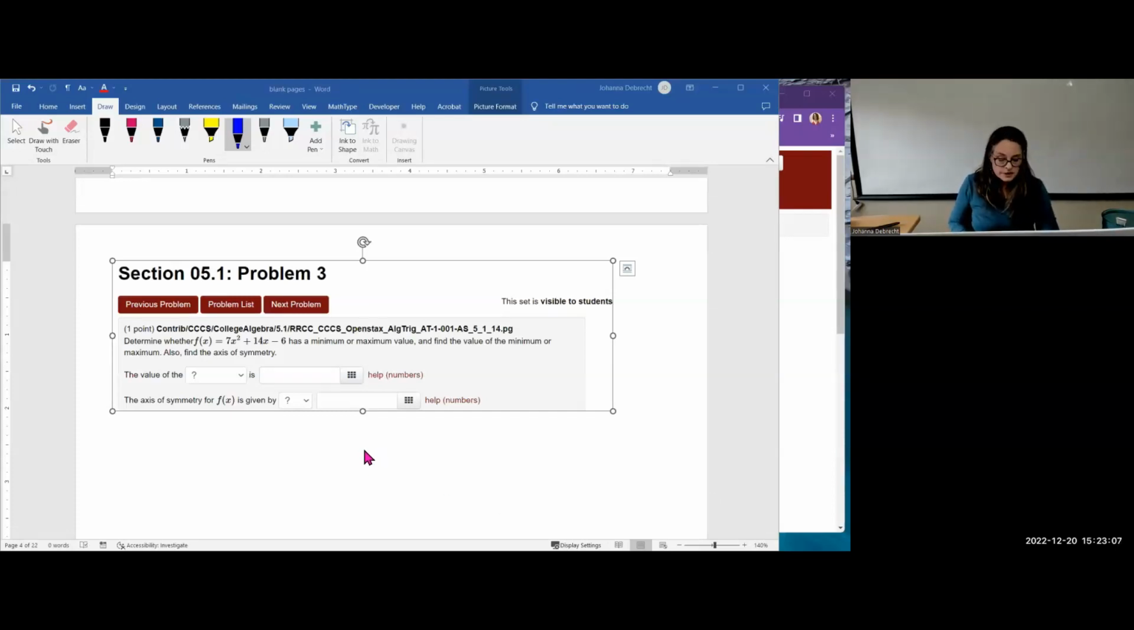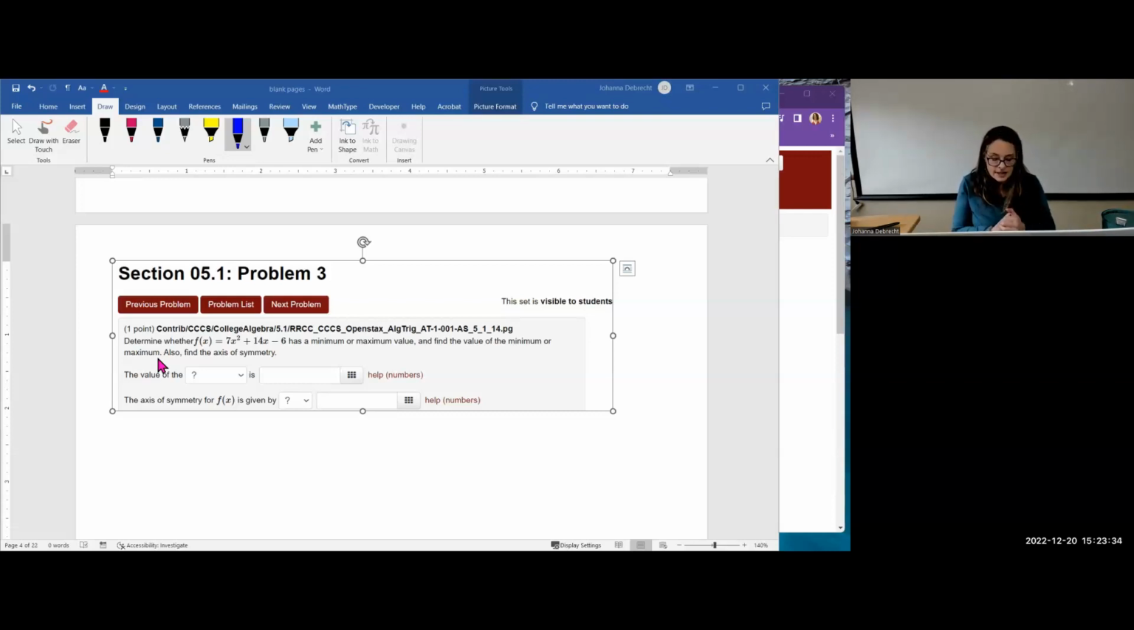So let's take a look at this third problem. Determine whether the function 7x squared plus 14x minus 6 has a minimum or a maximum value, and find the value of the minimum or maximum. Okay, now the minimum or the maximum is the y value at the vertex. Where it is, is the x value. The actual minimum or maximum is the y value, k, in other words.